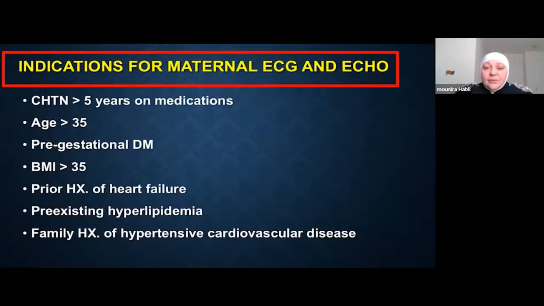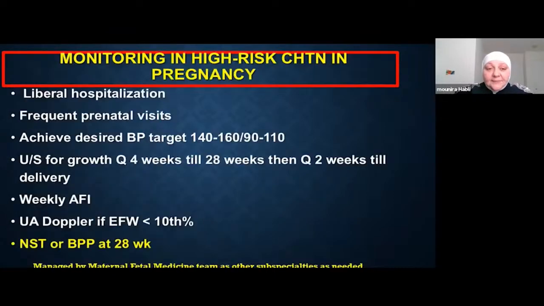For most of the patients, we do an EKG and echo, especially if they have chronic hypertension for more than 5 years, age more than 35, pre-gestational diabetes, BMI more than 35, prior history of heart failure, pre-existing hyperlipidemia, or a family history of hypertensive cardiovascular disease. We usually do an EKG and maternal echo, sorry.